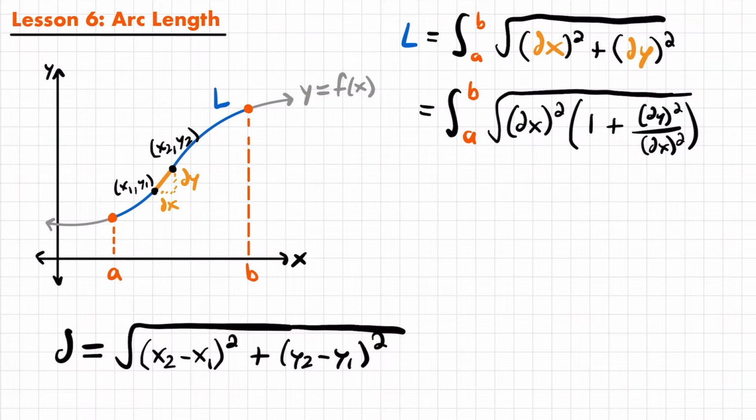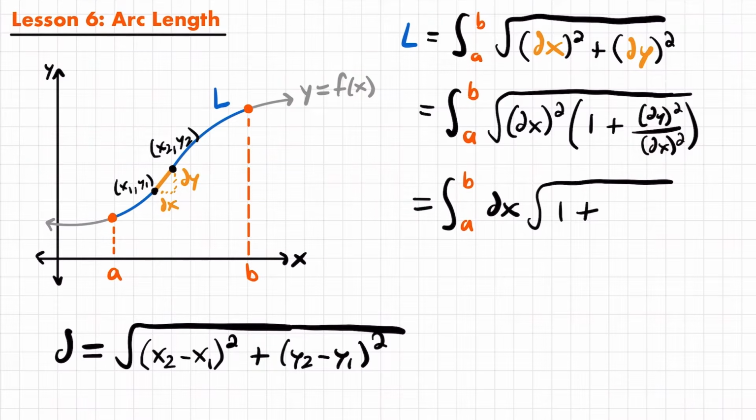But then what happens here is we are taking the square root of 2 terms being multiplied together, and so since this dx is squared, we can actually take the square root of that and pull it outside of the square root. So this will be equal to the integral from a to b of dx times the square root of 1 plus dy squared divided by dx squared.